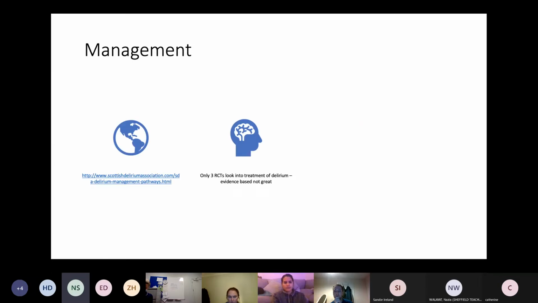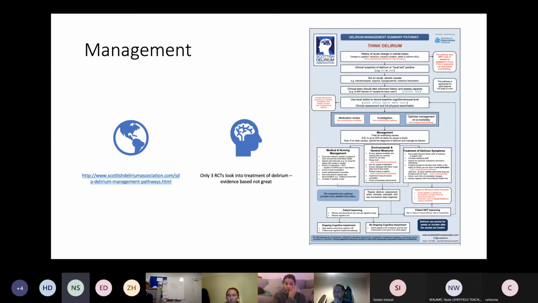So then going on to the management. Now, this is where it gets a little bit tricky, because there isn't really great evidence for management of delirium. So you'll get a copy of these slides when Nazia sends them out, but this is probably one of the better pathways. The link that I've put there, the Scottish Delirium Association, is one of the better pathways, and there's a comprehensive one, a summary one, and I think there's another one as well, with links on that website, and it's maybe worth just having a little look at those.